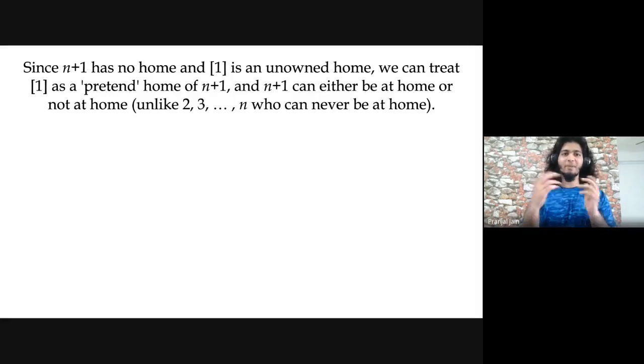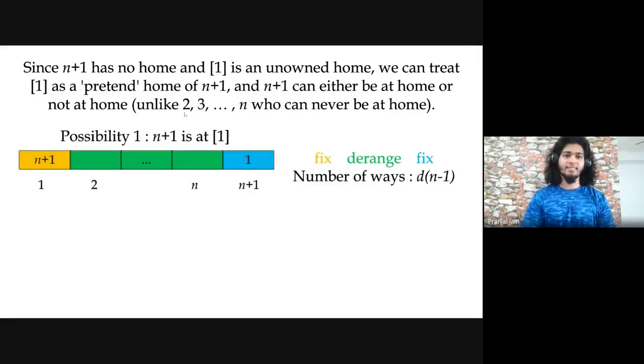So this is just a pretend home, it's not an actual home. So n plus 1 can indeed go to its own home, and there are the other cases, of course, where it doesn't go. Those are the only two possibilities. So what if we say that possibility 1 is where we fix n plus 1 at its home? So we won't move it around, and 1 also we won't move around. These green elements will move around.